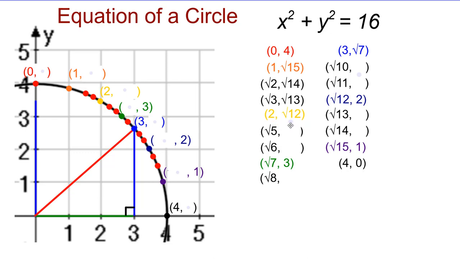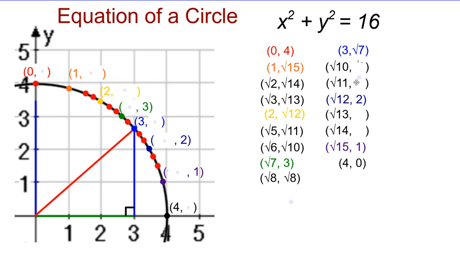5, oops, wrong one. 5 is going to go with 11. I guess I'll lock that there. 6 is going to go with 10. And then radical 8 is going to go with radical 8. And that's kind of the middle point, which is this point right here between those two, which would make a 45, 45, 90 right triangle, right? All right, then we had 3 with radical 7, which is just flipping those two or whatever.